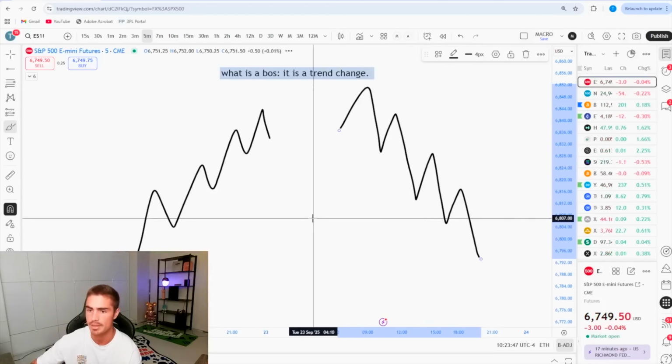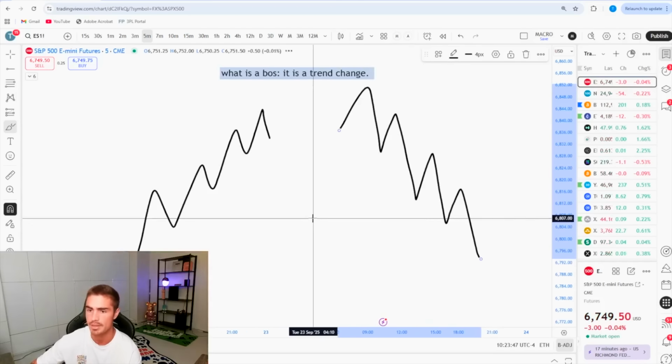Now, within a downtrend, we're making lower highs and lower lows. When does this trend change? Or when does this trend break structure? When we close above the most recent high within the trend. Why? Because that is not following the trend rules. What is a trend? A downtrend, lower highs and lower lows.